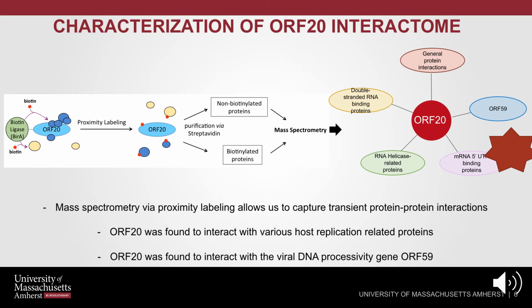From here, I looked at what other proteins ORF20 interacts with. We wanted to characterize all the protein-protein interactions, including the transient ones, which is why we used a promiscuous biotin ligase that allows us to capture even fleeting interactions with ORF20 and see what proteins those are and capture it via mass spectrometry. We found that ORF20 interacts with several host proteins that are involved in replication. Additionally, we saw that ORF20 interacts with another viral protein, ORF59, which has previously been known to be a DNA processivity factor.